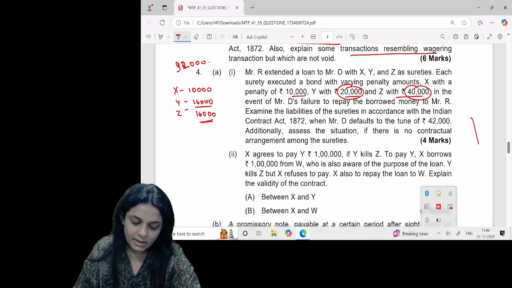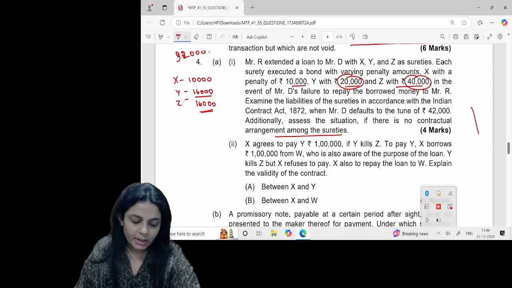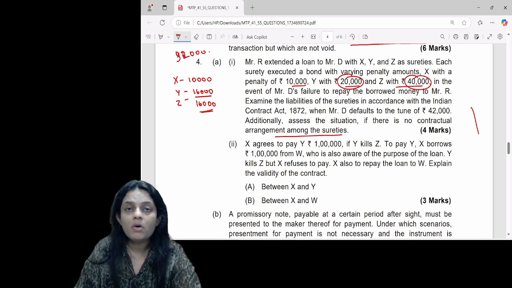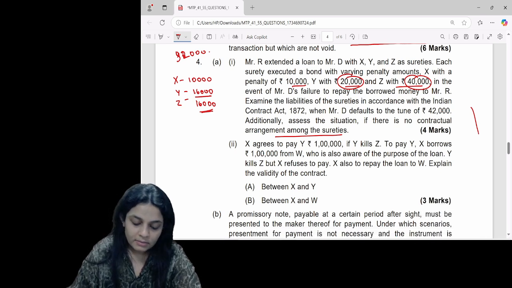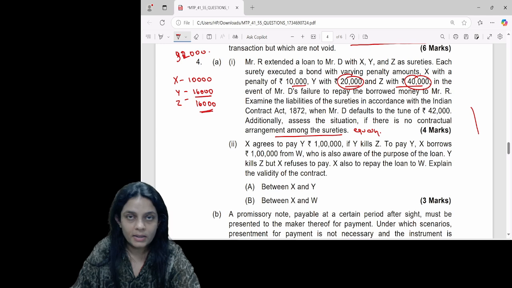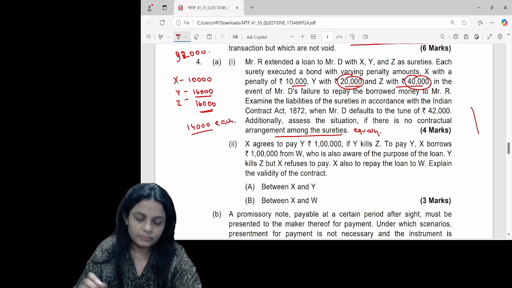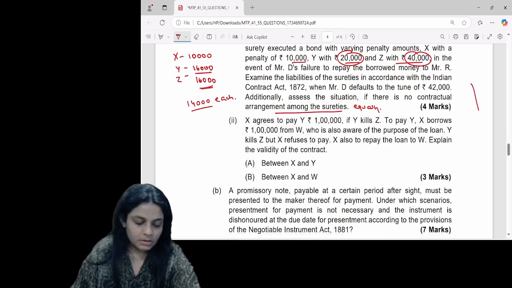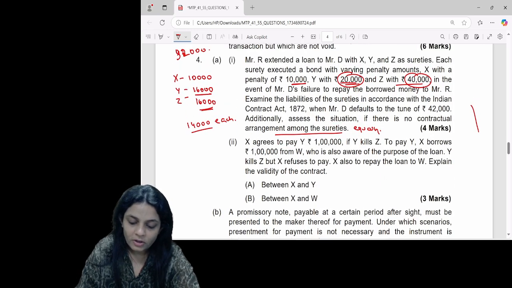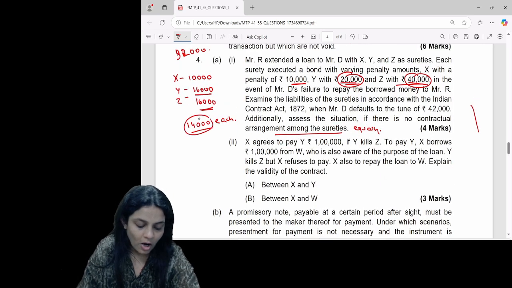What would be your answer if there was no agreement amongst the sureties? Okay. If there was no agreement between the sureties, then in that case, they would be liable to share it equally. Correct or not? That means each of them is liable to pay 14,000, right? So in this case, when they agreed 10, 20, 40, each of them is liable for 14. But X says I'm liable only for 10. So that is why he is liable for 10 and his remaining 4,000 will be shared between the others.